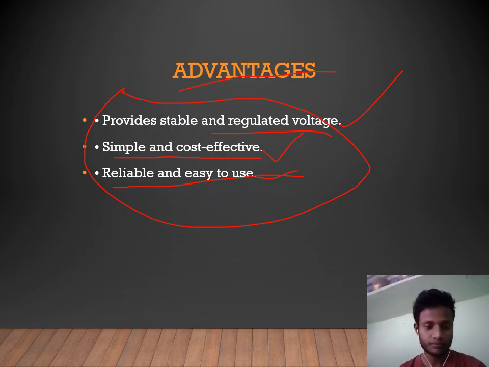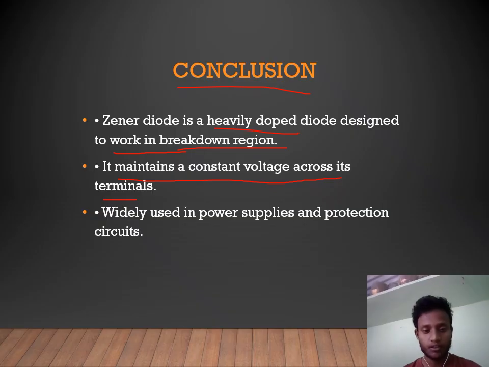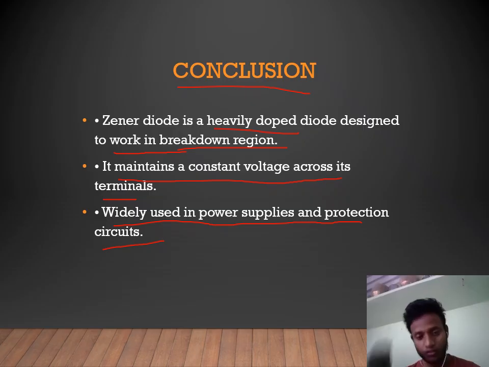One final conclusion. The Zener diode is a heavily doped diode designed towards the breakdown region. Why is it heavily doped? Unlike the PN junction diode, it works in the breakdown region also. It maintains constant voltage across the terminals, and it is widely used in power supplies and protection circuits. You can mostly use the Zener diode in power supplies and protection circuits.